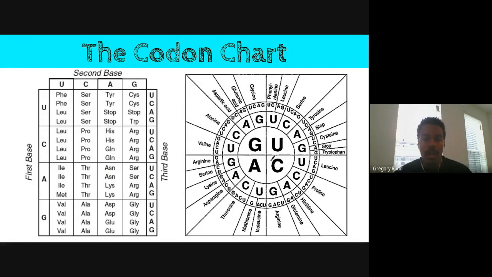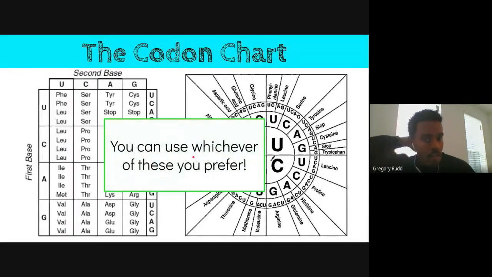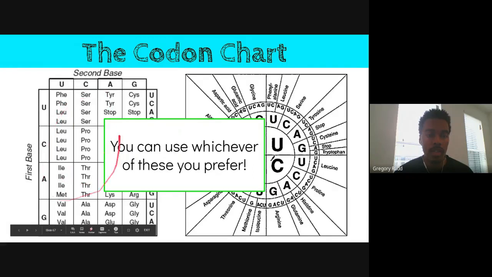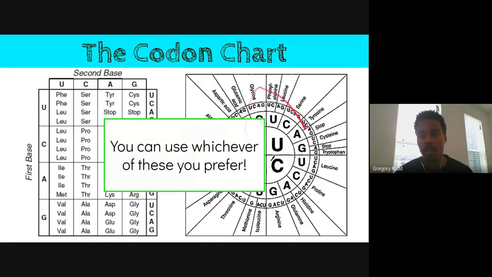So we've got two codon charts. Remember, a codon is a group of 3 letters, a group of 3 bases. So these codon charts help you determine what those 3 bases result in, which amino acid those 3 bases will give you. Either one can be used. It's just a matter of preference. When I was in high school, I was only taught to use the chart on the left, but in college, I learned the chart on the right, and I prefer the chart on the right now. So it's just a matter of preference to you.